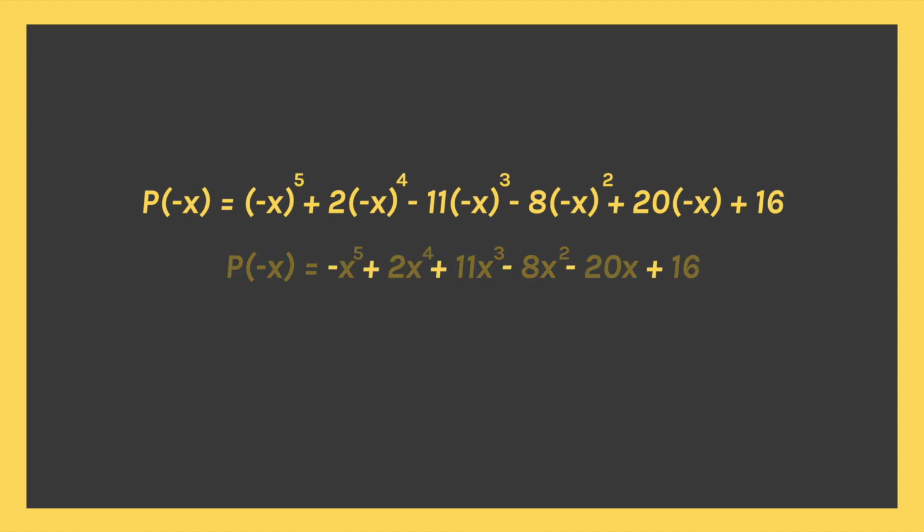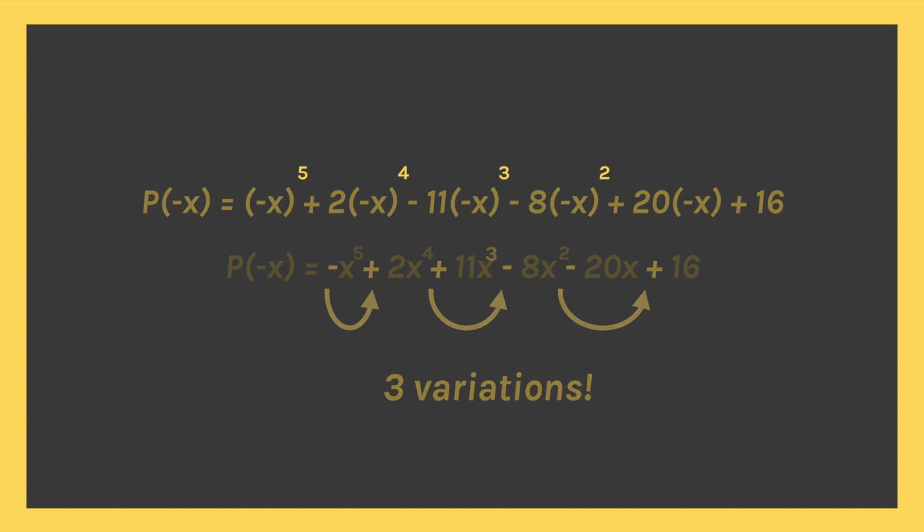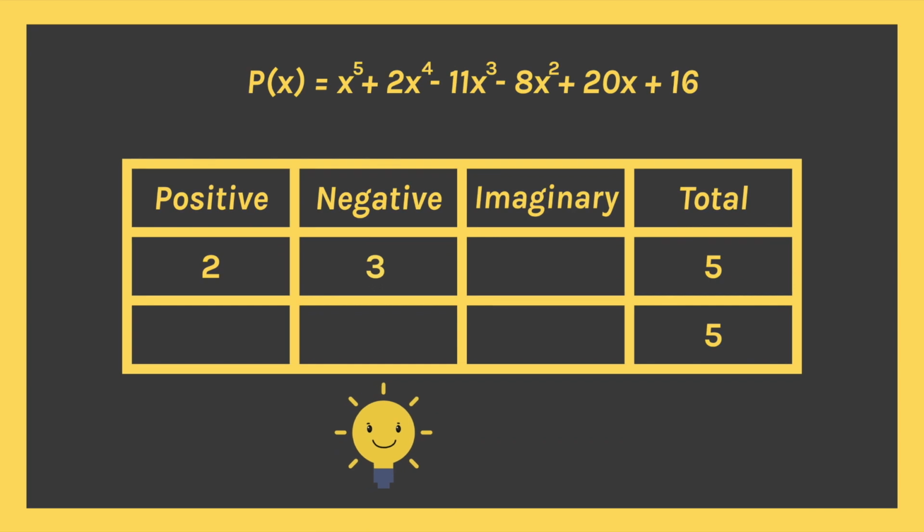After simplifying, you can see that there are 1, 2, and 3 variations. Write this in the corresponding column. For the imaginary roots, simply get the total of the positive and negative roots and subtract it from the total. In this case, 2 plus 3 equals 5, so 5 minus 5 means there are 0 imaginary roots.